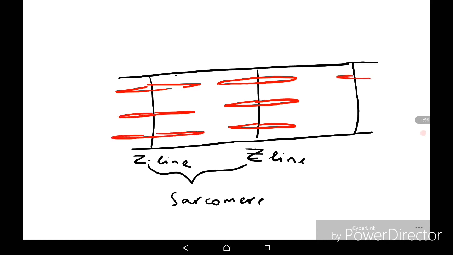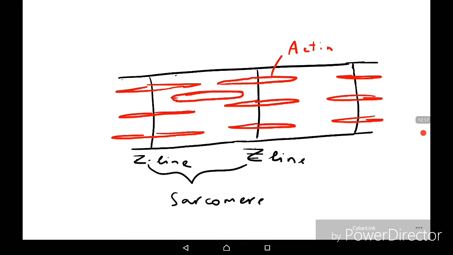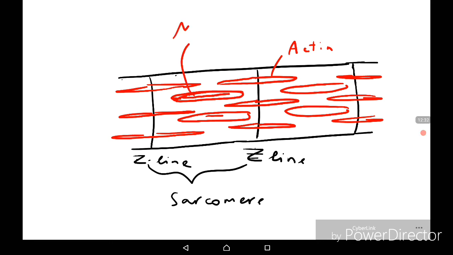Here, here, here, and so on. And between the actin filaments, we have thick filaments, or the myosin filaments. This is the thick, and again thick. So this is myosin.